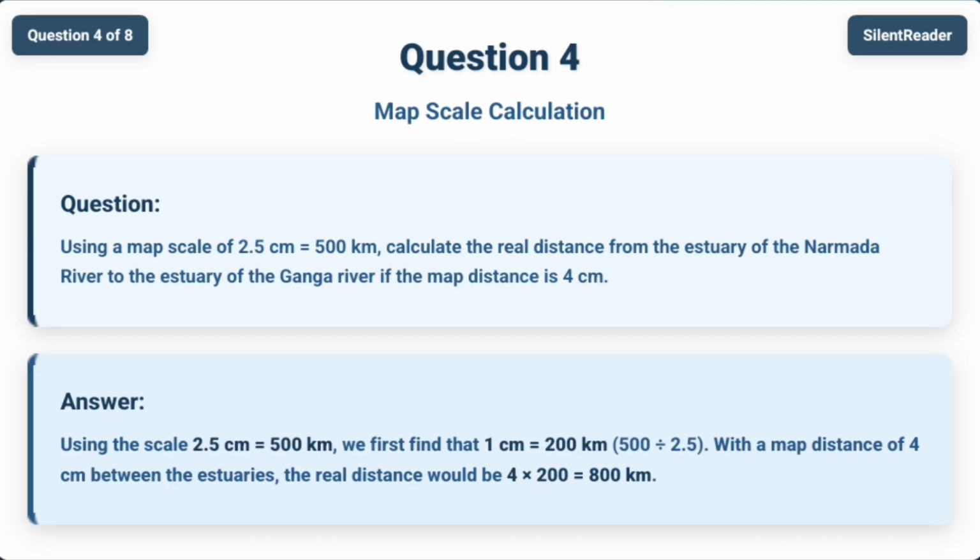Question 4. Using a map scale of 2.5 centimeters equals 500 kilometers, calculate the real distance from the estuary of the Narmada River to the estuary of the Ganga River if the map distance is 4 centimeters. Using the scale 2.5 centimeters equals 500 kilometers, we first find that 1 centimeter equals 200 kilometers. With a map distance of 4 centimeters between the estuaries, the real distance would be 4 times 200 equals 800 kilometers.